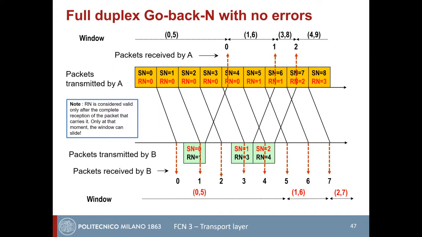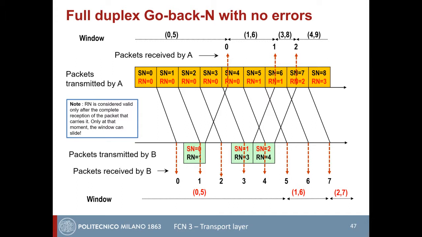So let's start with A that is sending the first frame. Sn is equal to 0, Rn is equal to 0. The window of A is initialized at 0, and the size is 6 positions because it goes from 0 to 5. Okay. The same for the window of B that is initialized to 0 and goes from 0 to 5.